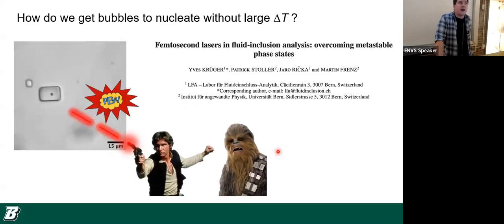It turns out if you fire an ultra-fast laser pulse at a fluid inclusion that's just slightly below the temperature it needs to be, it nucleates a vapor bubble like that. It's perfect. And it doesn't destroy the inclusions because with this ultra-fast laser pulse, it's not imparting all that much energy. And it makes it so that we no longer have to sit at a microscope and hope some of them nucleate. We can go and point at a fluid inclusion and nucleate a vapor bubble.